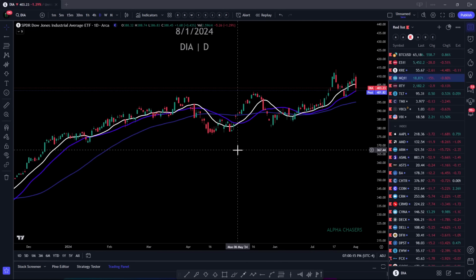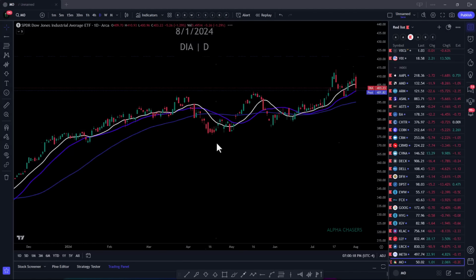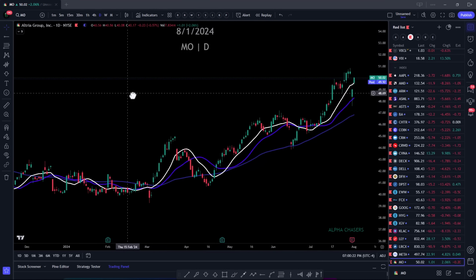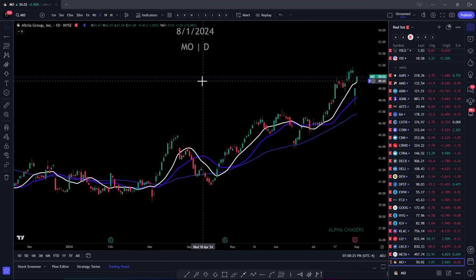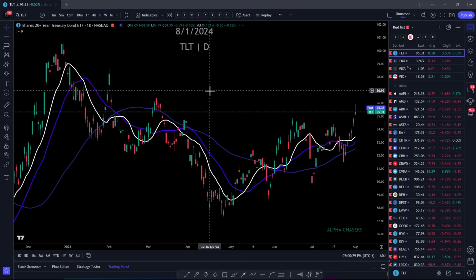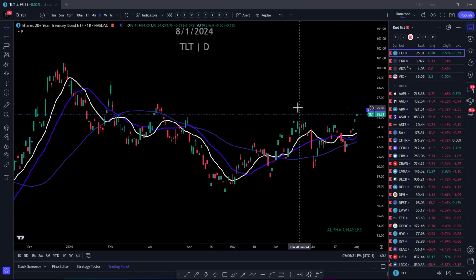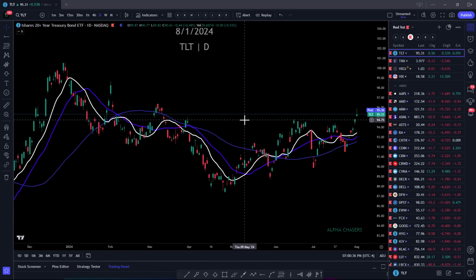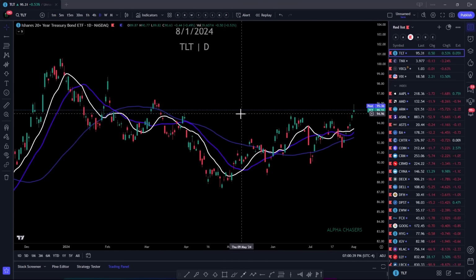Where I think it makes the most sense to look, and where I started shifting, was into some names like MO. These kinds of names that are just interest rate sensitive names are going to benefit greatly from this. If you start looking at stuff like TLT, these names are just going to benefit greatly from what's going on. That's what moves right now, and that's what I'd be paying attention to. This is where the money will flow. It's just the way that it is.